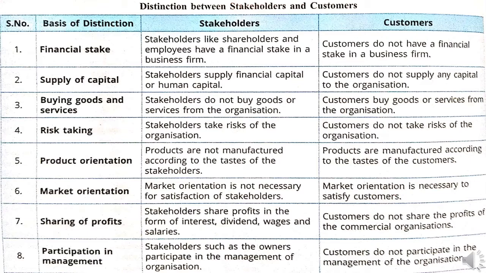Number 3, risk taking. Stakeholders take the risk of the organization, whereas customers do not take any kind of risk in the organization. Number 4, sharing of profits. Stakeholders share profit in the form of interest, dividend, wages and salaries, whereas customers do not share profit of the commercial organization. So children, this was one of the distinctions between stakeholders and customers.